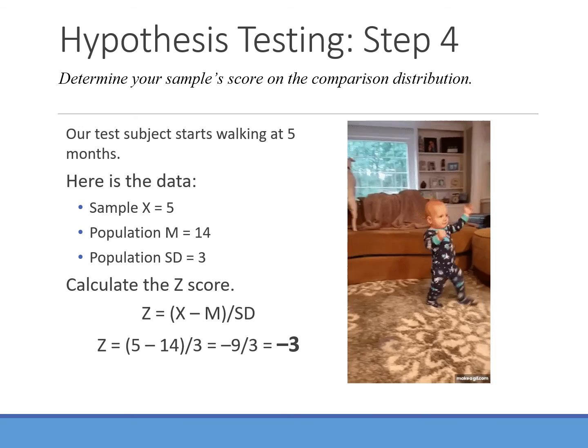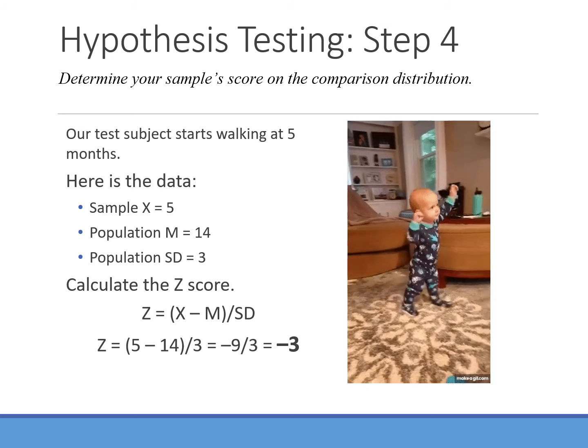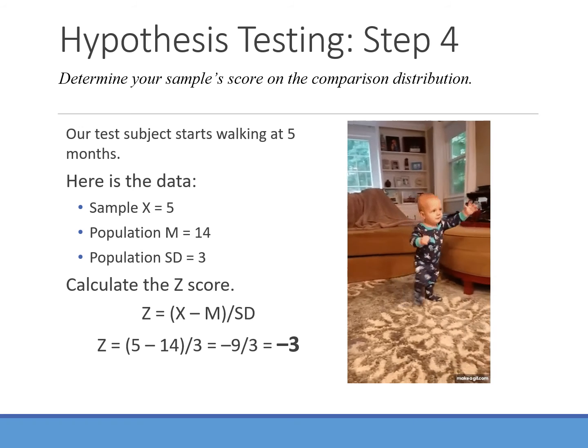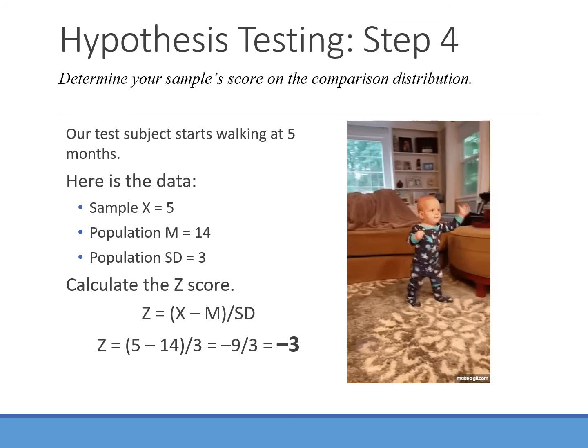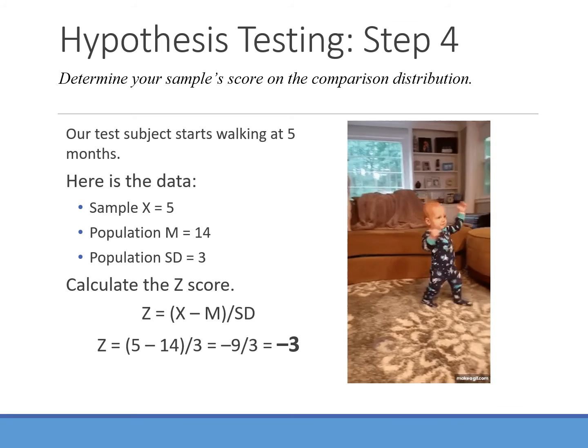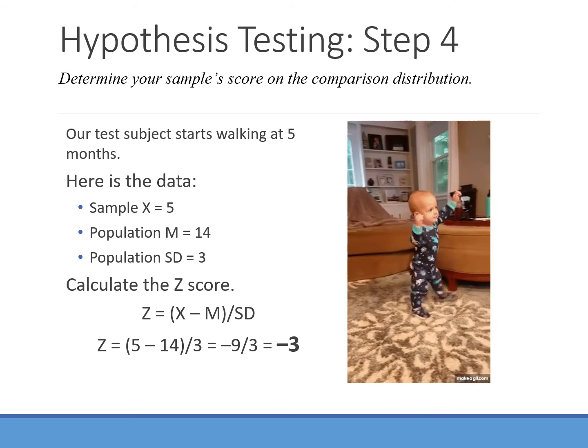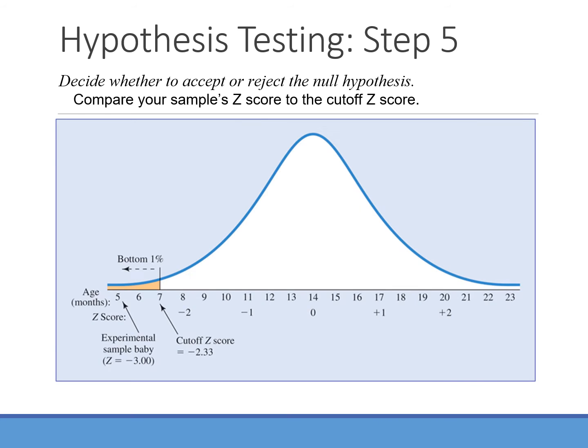Our population mean is still 14. Our population standard deviation is still 3. So we calculate our z-score, and we get -3. Look at our baby walking. Here we go. Now we've determined our sample score, we've gotten the z-score. Let's look at the comparison distribution. So we're going to put it on this normal curve. Okay, we've already seen that it's a -3, and those of you who've been paying attention and taking notes, I bet you're already seeing what we're seeing here.